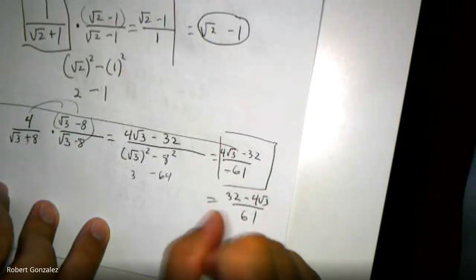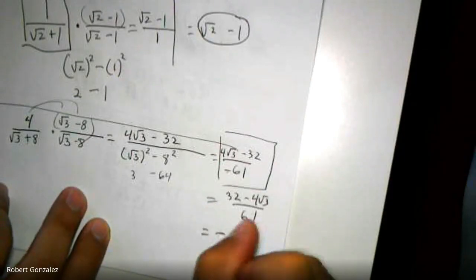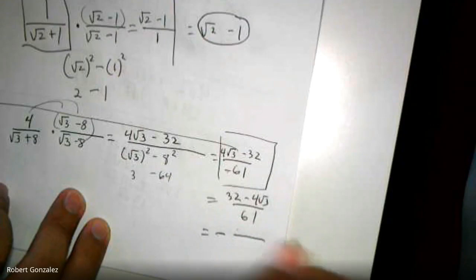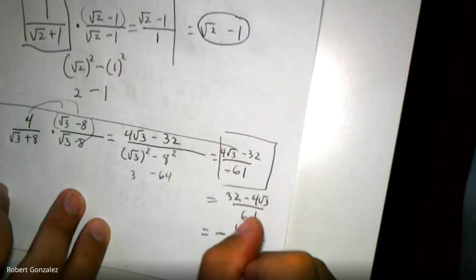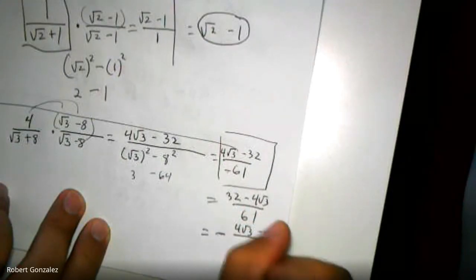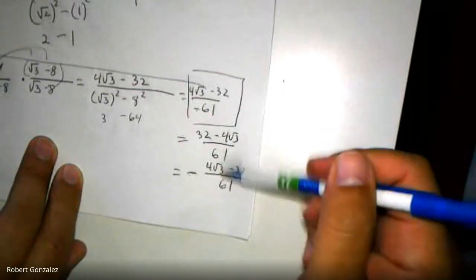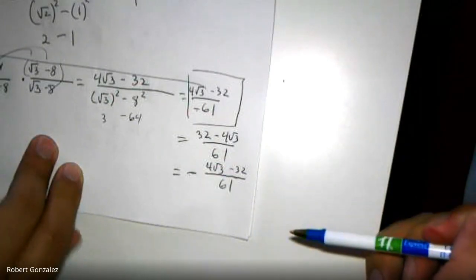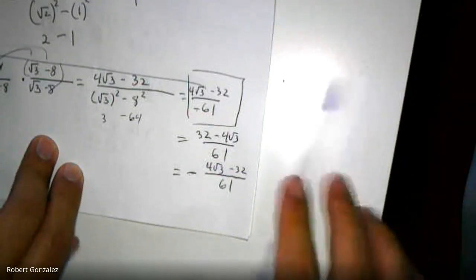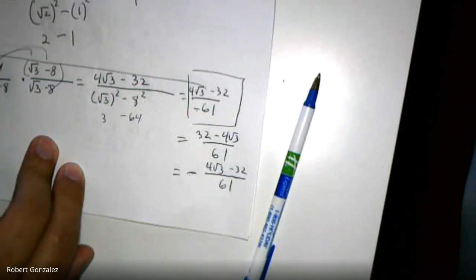A final possible answer could be this as well. Negative with the fraction bar, like equal to the fraction bar. 4 radical 3 minus 32 over 61. These are all three the same answer. It's kind of crazy, but that's how it is.